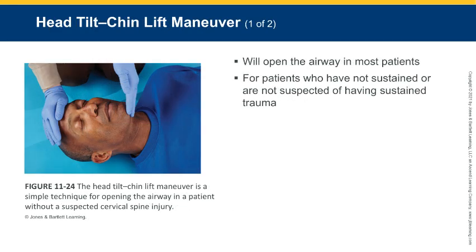The head tilt, chin lift maneuver is a simple and effective technique used to open the airway in patients who do not have a suspected spinal injury. This maneuver helps to move the tongue away from the back of the throat, preventing it from obstructing the airway. It is the preferred method for non-trauma patients who are unconscious and not breathing adequately.